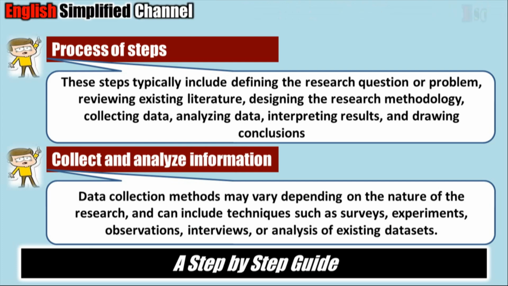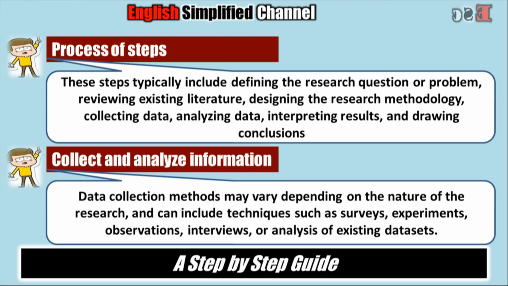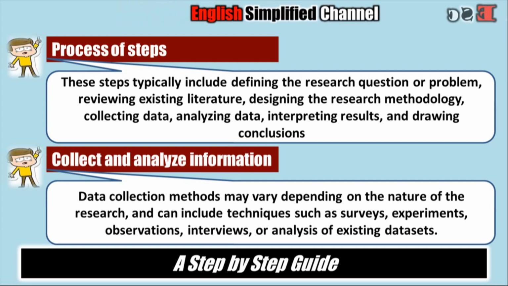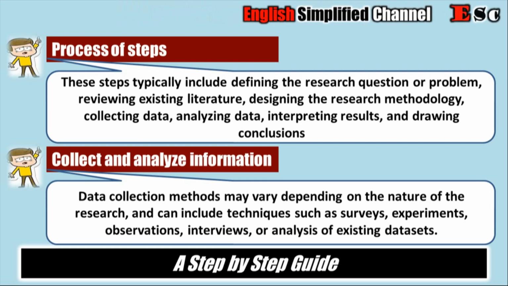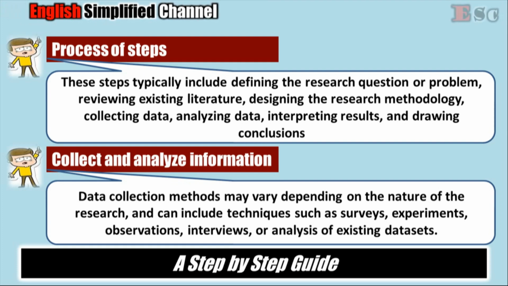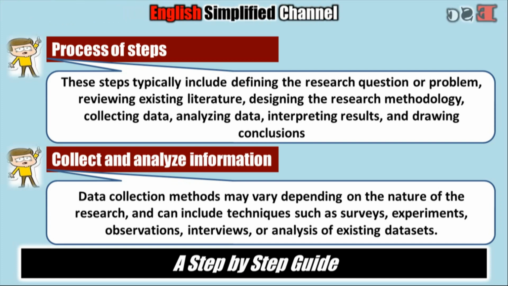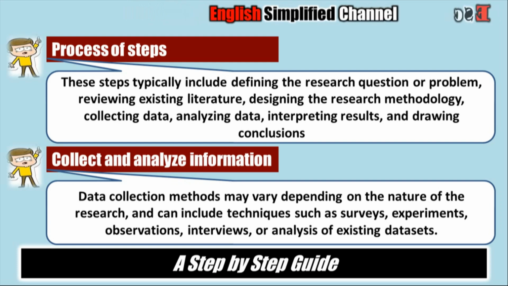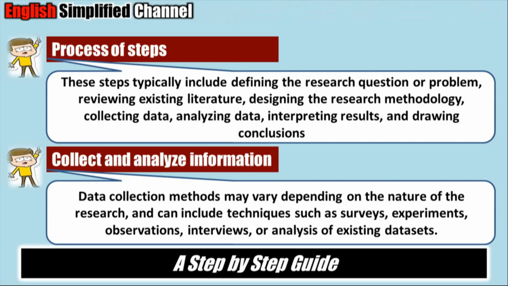2. Collect and analyze information. This refers to the process of gathering relevant data or evidence related to the research question or topic of interest, and then examining and interpreting this data to extract meaningful insights or conclusions. Data collection methods may vary depending on the nature of the research, and can include techniques such as surveys, experiments, observations, interviews, or analysis of existing datasets. Once data is collected, it is systematically analyzed using appropriate statistical or qualitative methods to identify patterns, trends, relationships, or associations that contribute to the understanding of the topic.